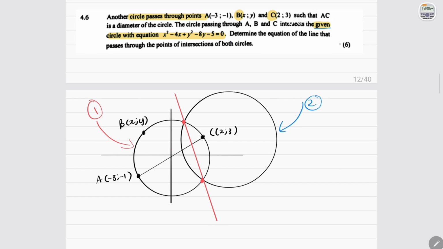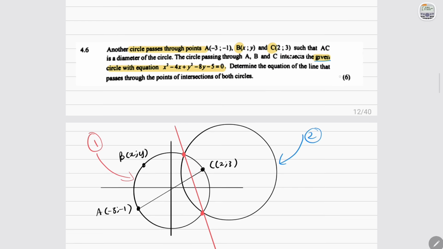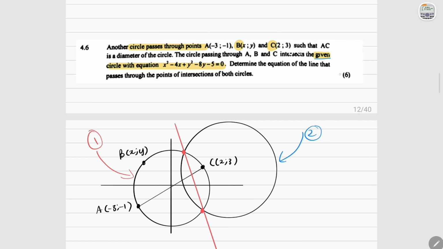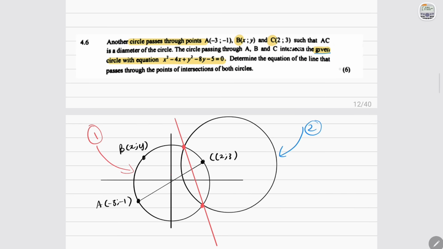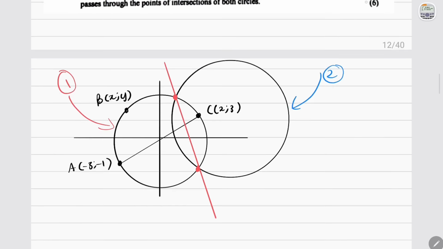So the circle that we have here, with the diameter AC, that is the only one we don't know. We don't actually know what the equation of that circle is. But we do, however, know the equation of the given circle. And they've helped us to just distribute. We don't have to distribute there anymore. They already did it for us.